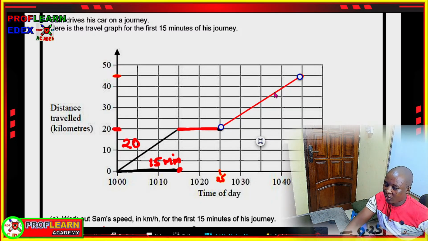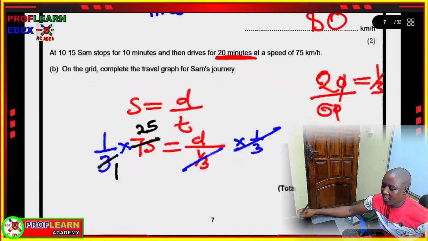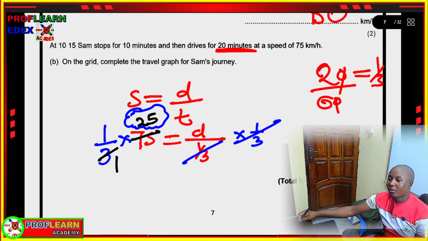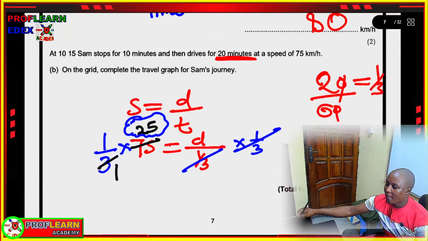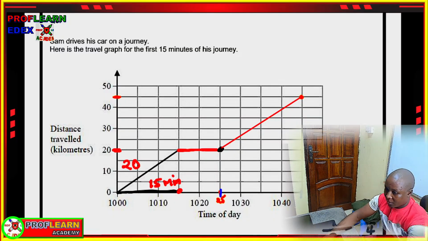So basically that's what you're going to do, because from here to here must be 20 minutes, so it will be 25 plus 20. And we have gotten the distance to be 25 kilometers, and that is how the graph is going to look. I believe we are together up to that point. We are getting value and understanding what we are supposed to do.